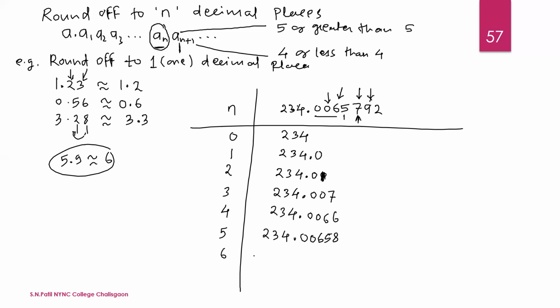Now round off to 6 decimal places, 234 point. So we write the first 5 places as it is, 0, 0, 6, 5, 7. These are the 5 places. And now the 6th place depends on the 7th place, which is less than 4. So keep the 6th decimal place value as it is. Okay, so in this way we round up numbers.